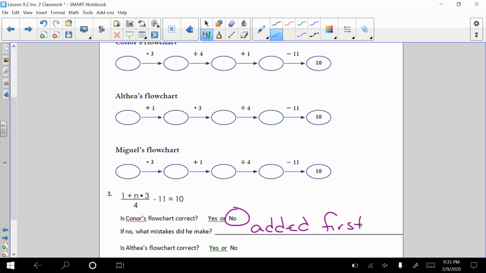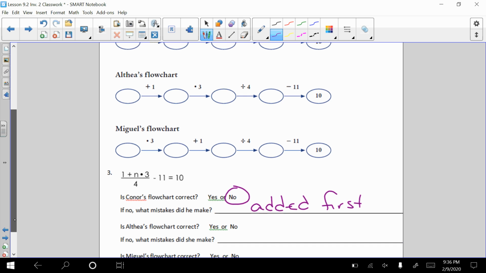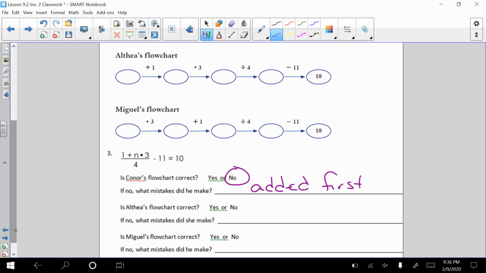Now look at Athena's. Athena says it's +1 times 3 divided by 4, subtract 11. Again, looking at our rules of PEMDAS, no, she is not correct, because PEMDAS says I have to multiply before I would add. So PEMDAS is making that incorrect, because I want to be sure I multiply before I add.